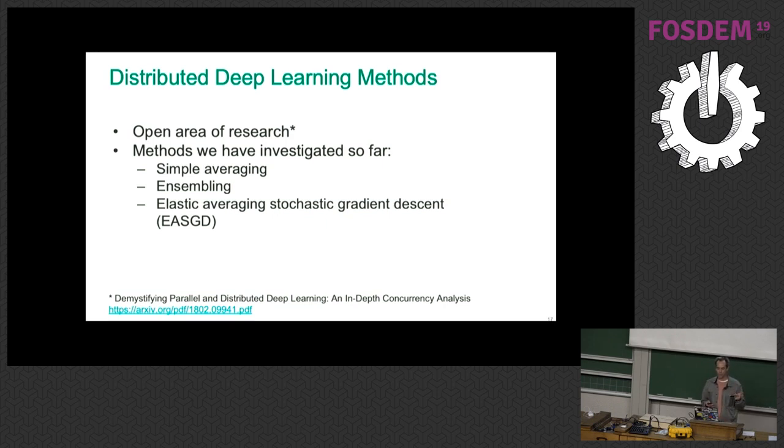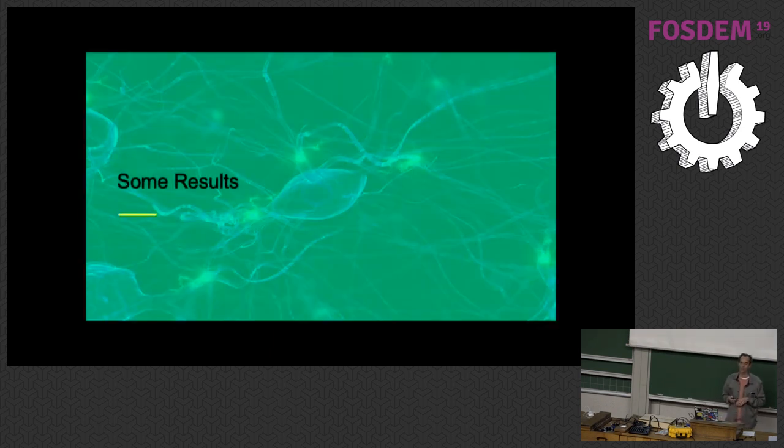We tested three so far. We tested simple averaging. We tested an ensembling method, which is putting models together. And then we tested something called elastic averaging stochastic gradient descent. So I'd like to share some results from the work that we've done so far.